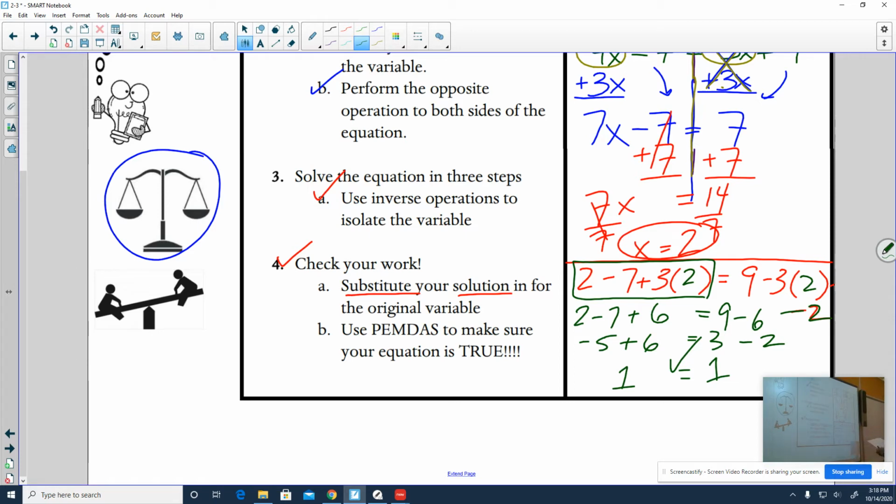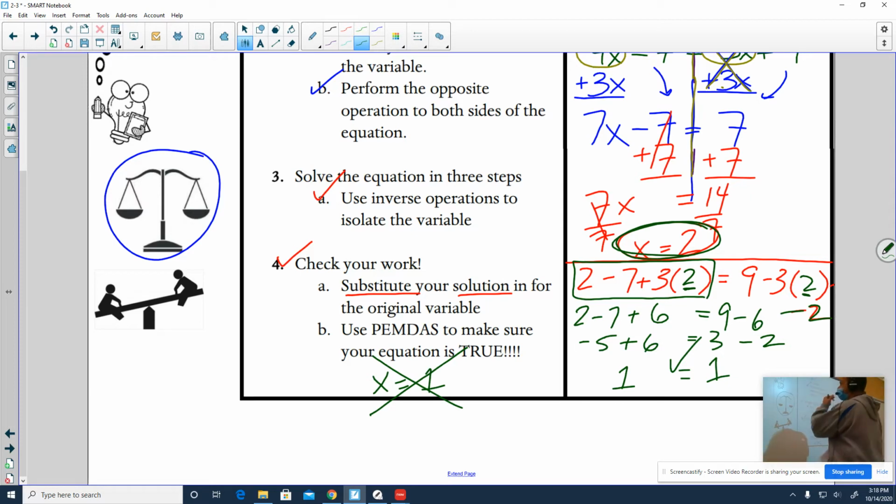Okay, common mistake here. When you do your check, oh, 1 does equal 1. My equation's true. Okay, so x must equal 1. Do not do that. Make sure you go back and see your solution. My solution was 2. 2 is the value of the variable that makes the equation true.